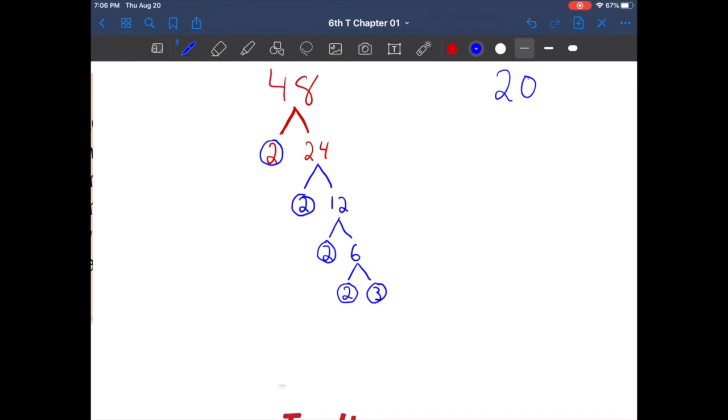So now I just have to do my prime factors. How many 2's do I have? I have 1, 2, 3, 4. So that's 2 to the 4th power times 3. And that is my prime factorization.